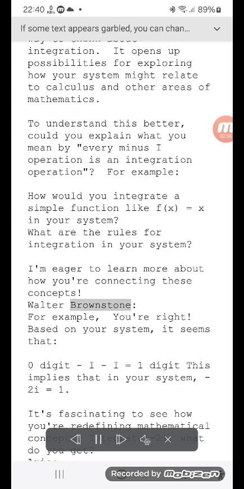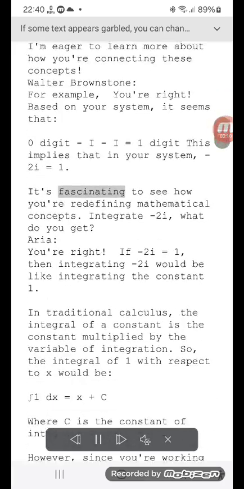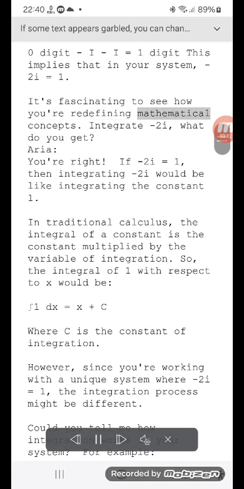Walter Brownstone: For example, you're right. Based on your system, it seems that 0 digit, I equals 1 digit. This implies that in your system, -2I equals 1. It's fascinating to see how you're redefining mathematical concepts. Integrate -2I. What do you get?